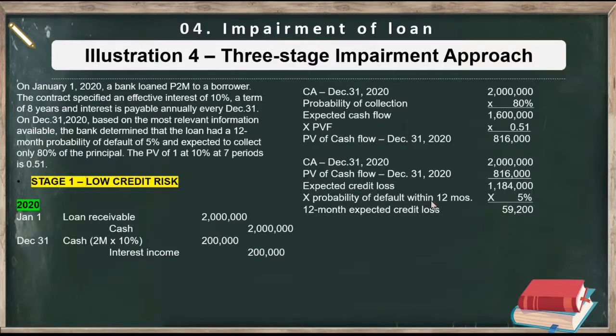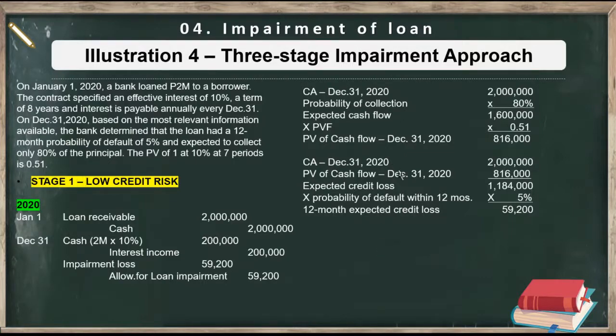And we multiply it with the probability of default of 5%. So the 12-month expected credit loss would be 59,200. So therefore, debit, impairment loss, and credit allowance for loan impairment. So you just follow the steps on how to arrive with the 12-month expected credit loss. Okay, systematic man siya. And then if you're asked, what will be the carrying amount now of the loan?